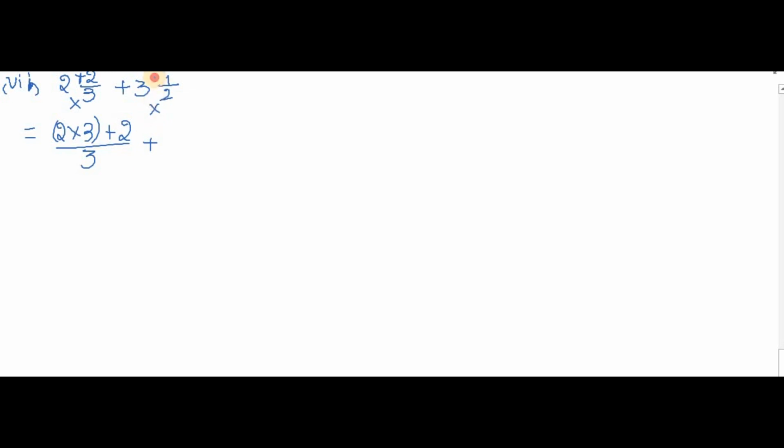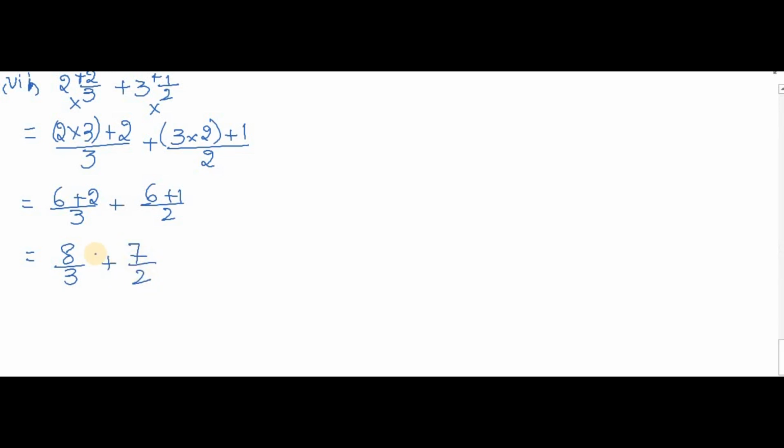The same thing here also. 3 into 2 plus 1 by 2. So 2 3s are 6 plus 2 by 3. 3 2s are 6 plus 1 by 2. 6 plus 2 is 8 by 3 plus 6 plus 1 is 7 by 2. And here we have two fractions, so we'll go for cross multiplication. And we are going to multiply 8 by 3 with 2, and we are going to multiply 7 by 2 with 3.